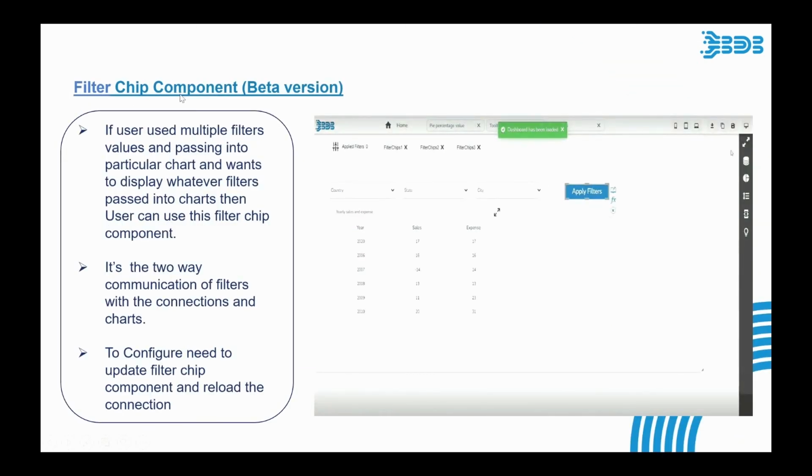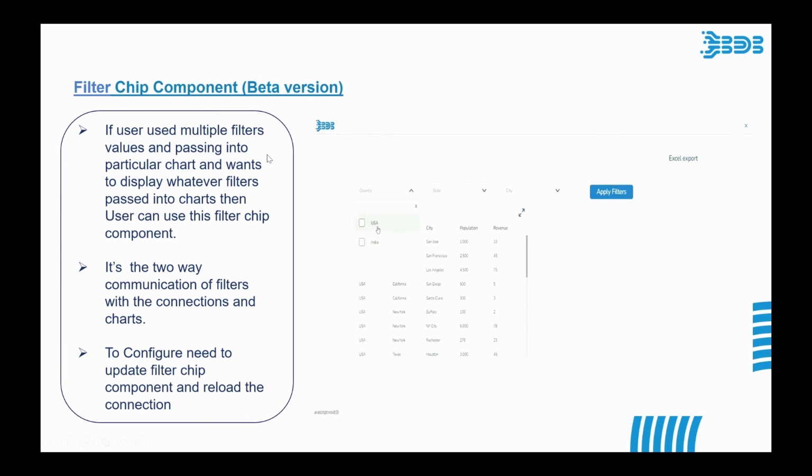The feature is filter chip component. It is a new component which we have added into the dashboard component container. The feature is like this: if we are using multiple filter values and passing them into a particular chart, and the user wants to display whatever filters are passed into the chart, then we can use the filter chip component. It's a two-way communication of filters with the connections and chart. To configure this, we need some kind of a script, like we need to update the filter chip component and reload the connection.